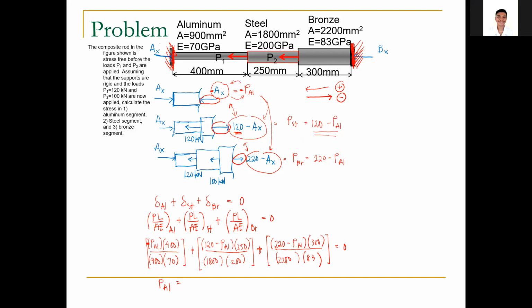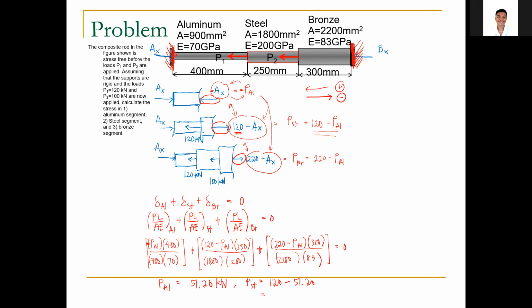51.203, sir. This one is now the correct answer. 51.20, maybe just 20, kilonewtons. Now to solve for the other forces, you just have to utilize the formula for steel. So P steel is equal to 120 minus 51.20. So this would give us, how much is it?